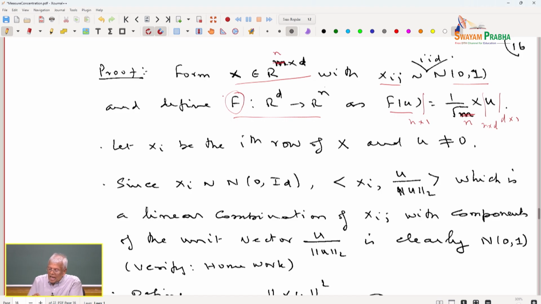So let xi be the ith row of X and u not be equal to 0. Now look at this. The elements of xi, each of the elements are from standard normal. The matrix is n by d. So xi is a random vector whose dimension is d. So you can think of this random vector as a sample from a multivariate normal distribution with 0 mean and covariance matrix identity of dimension d.